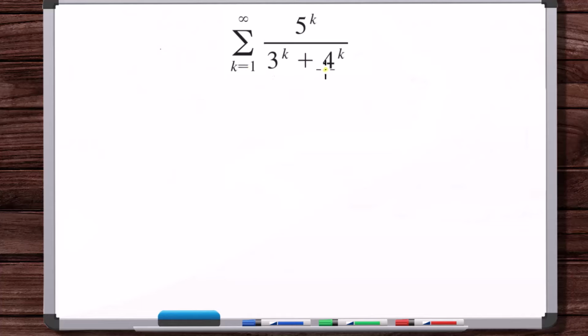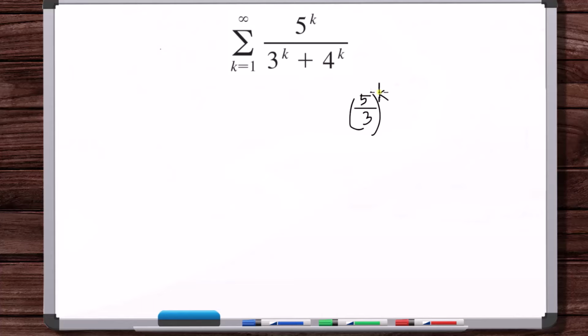Okay, so here I'm thinking a comparison test, because when you look at this, what you can think about is that we can come up with a geometric series that closely resembles this. So let's take off the 4 to the k. So we have 5 to the k over 3 to the k is (5/3) to the k. This as a geometric series is divergent because the 5/3 is greater than 1. Okay, but that's fine, right?